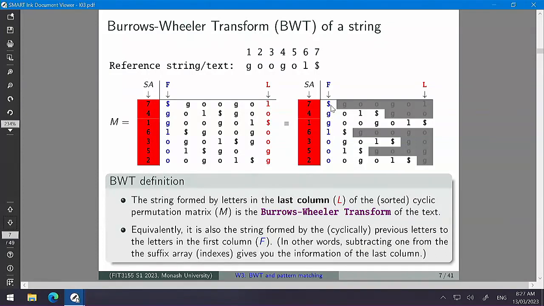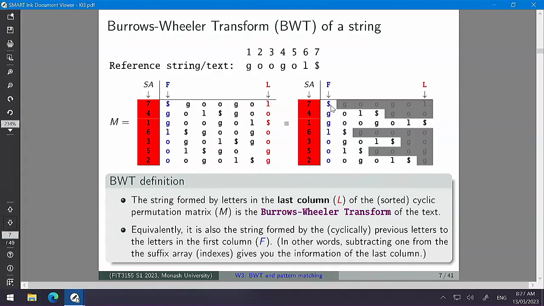The positions where the suffixes start. Can you see that 7, 4, 1, 6, 3, 5, 2? If you go and look into the reference text, it will tell you where those suffixes start. So 7 implies that it's starting at position 7. 4 implies that it starts at position 4. Okay? Everyone clear?